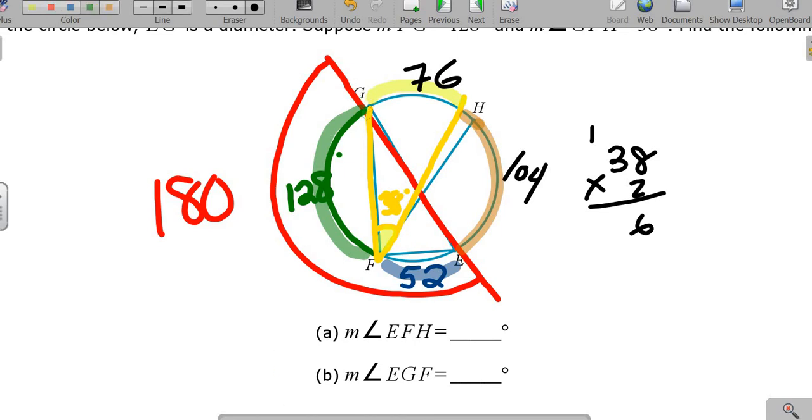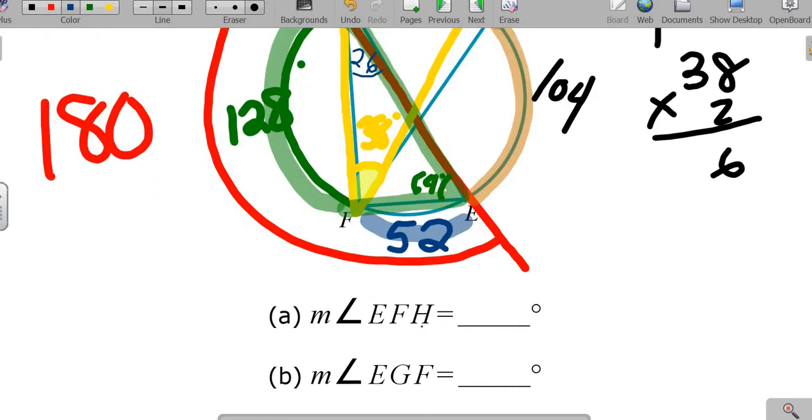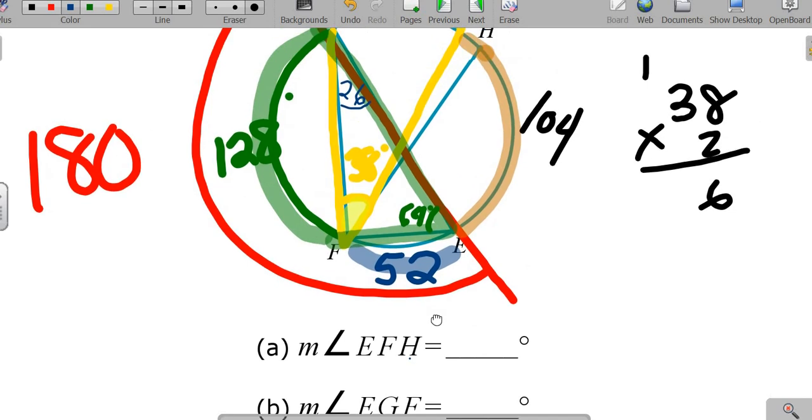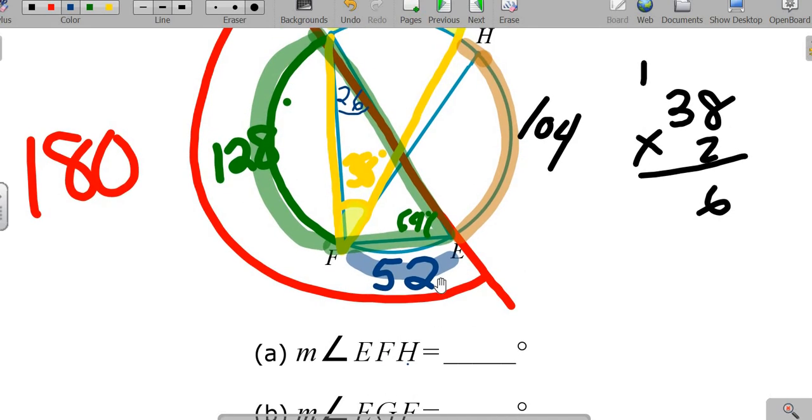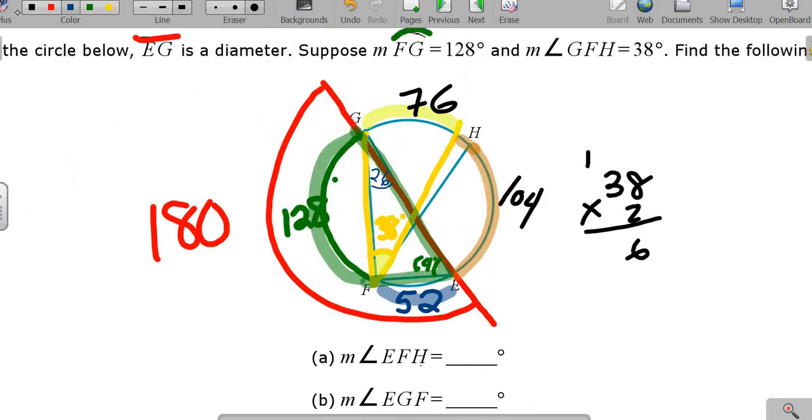And right here, if this is inscribed as well, it's grabbing the 128. So back here, that has to be 64 degrees. And this is grabbing the 52, so that's going to be 26. Look at all that information you get. Focus strictly on the diagram. Then we find what we have, EFH.